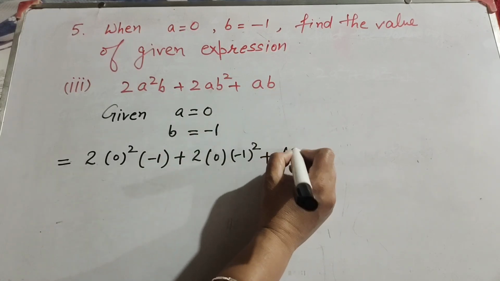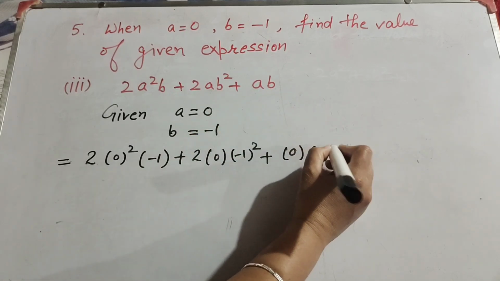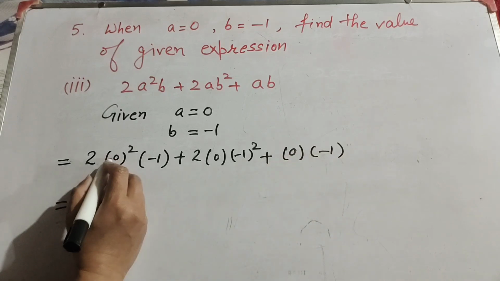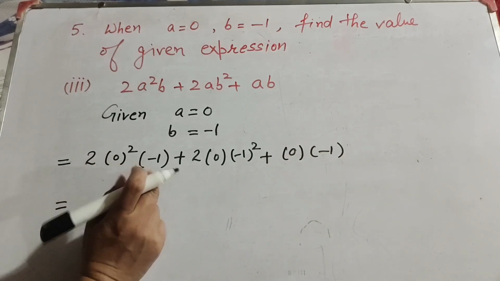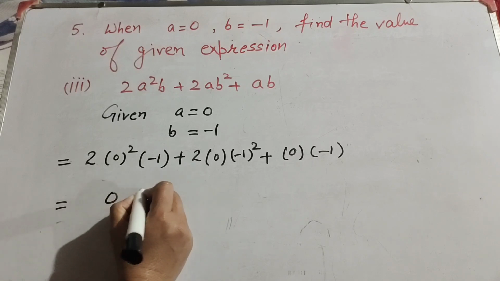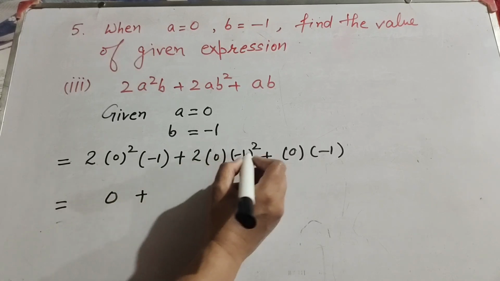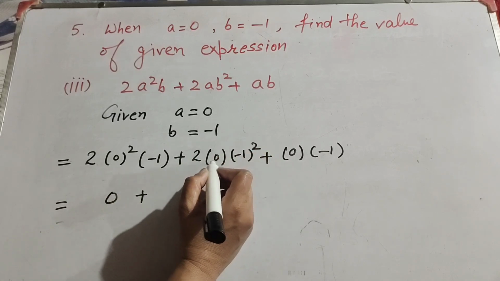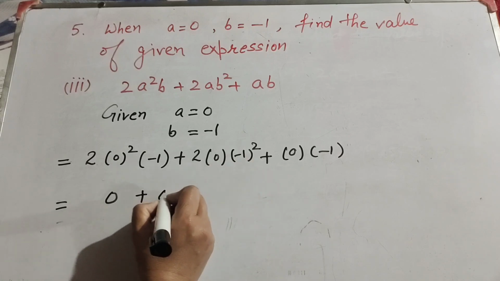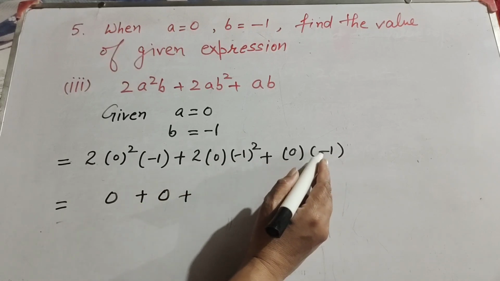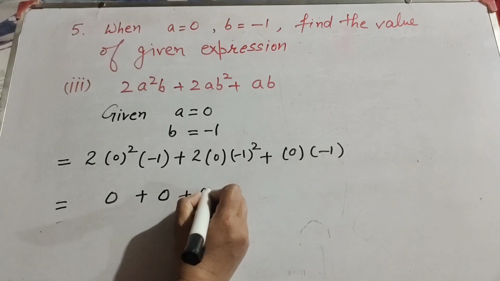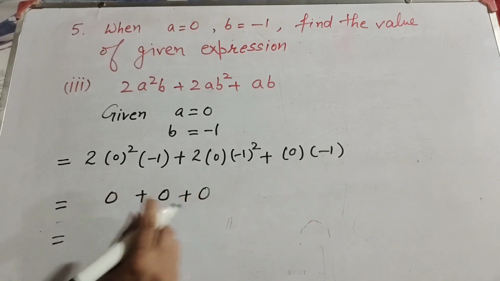A is 0, b is -1. So it is equal to 0 square means 0 multiplied by 0 is 0, and 0 multiplied by any number, we get answer 0. So again plus 2 into 0, -1 square, 0 multiplied by any number, we get answer 0, plus 0 multiplied by -1, answer is 0. So we get answer 0.